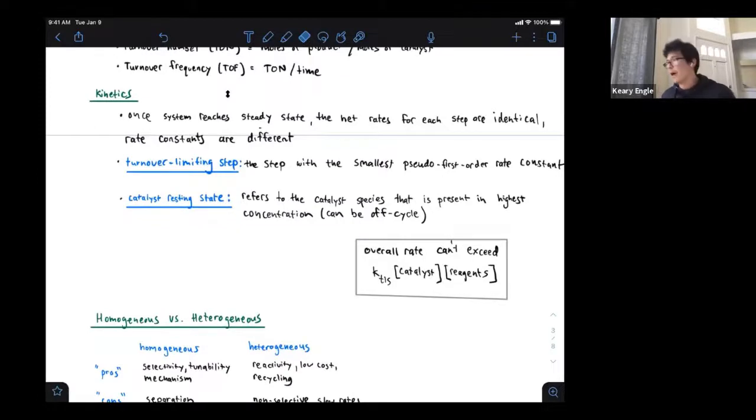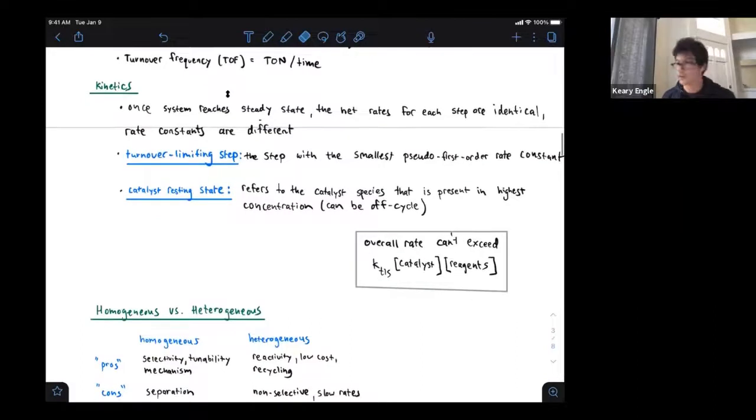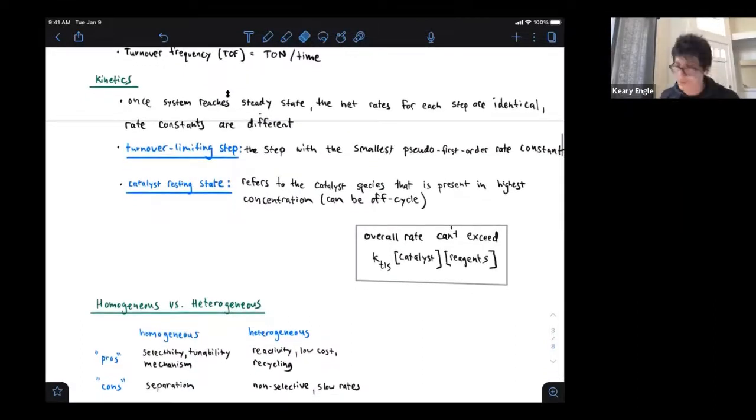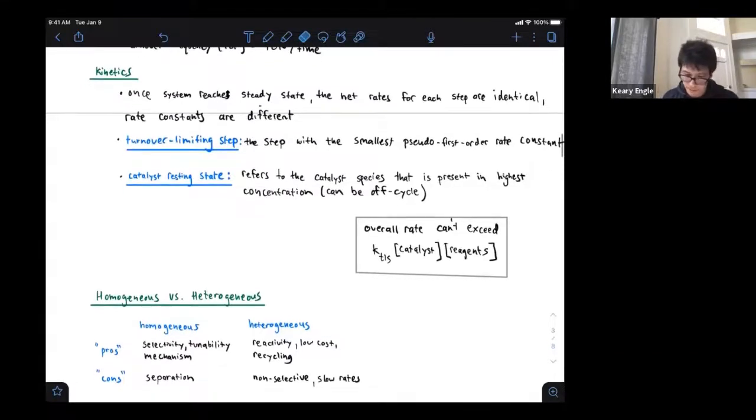first order rate constant. And then the catalyst resting state is another term you read commonly in literature that refers to the catalyst species that's present under operating conditions in the highest concentration, and that can be an off-cycle species. So we talked about how there are reversible processes that can partition the catalyst off-cycle, and the catalyst resting state can be any of those. So when you're lucky, you can measure that directly by taking an NMR of a reaction that's proceeding, in situ NMR, and then observe what new species that's metal containing that you see.